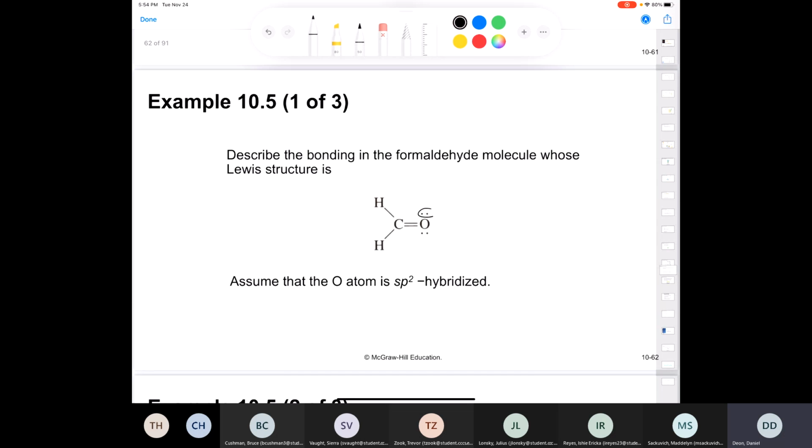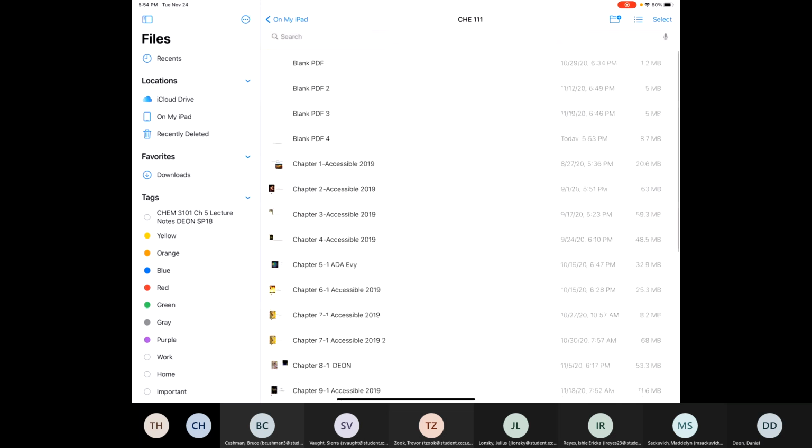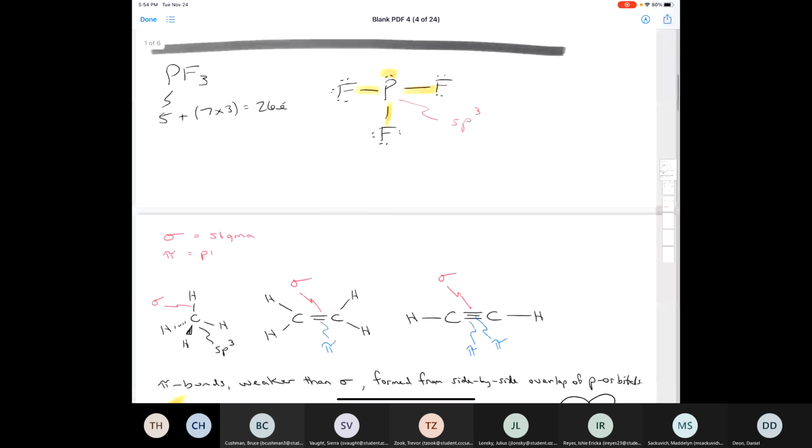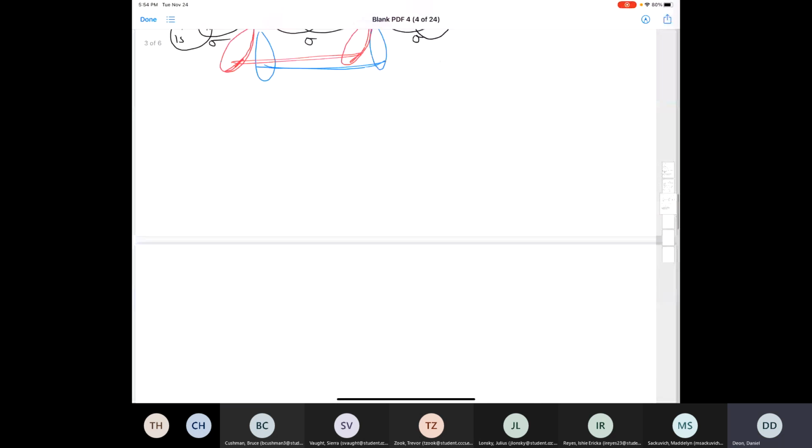Why did they have to tell us that oxygen is sp2 hybridized? Look, the oxygen is surrounded by 2 lone pairs and 1 sigma bond. It must be sp2 hybridized, because this is a pi bond. You know what? To heck with it. Let's do it the good way. Let's do the whole thing.